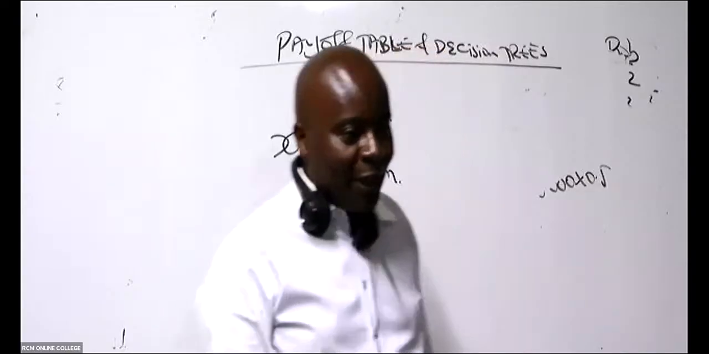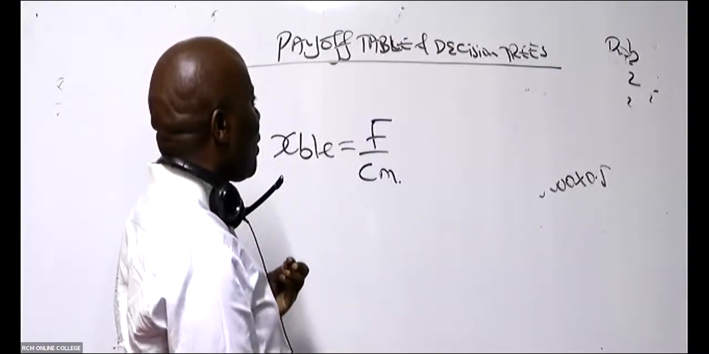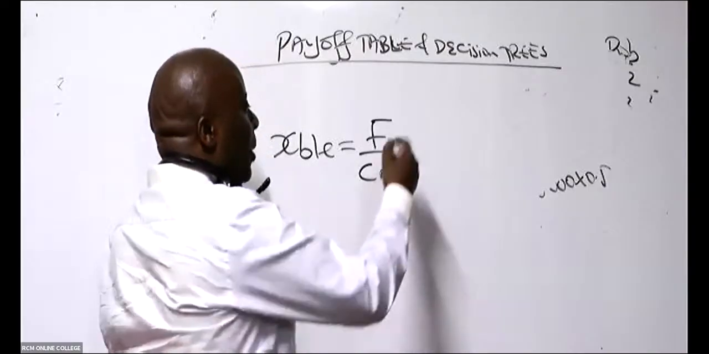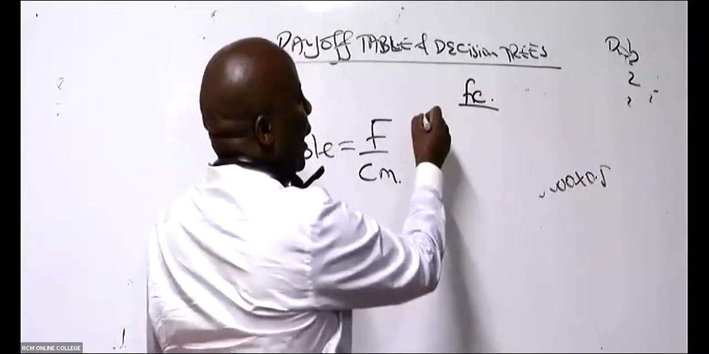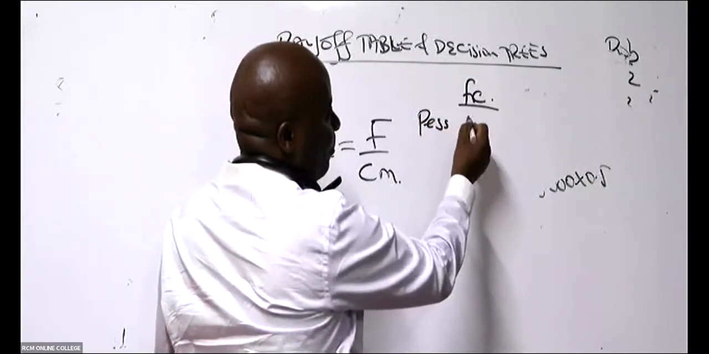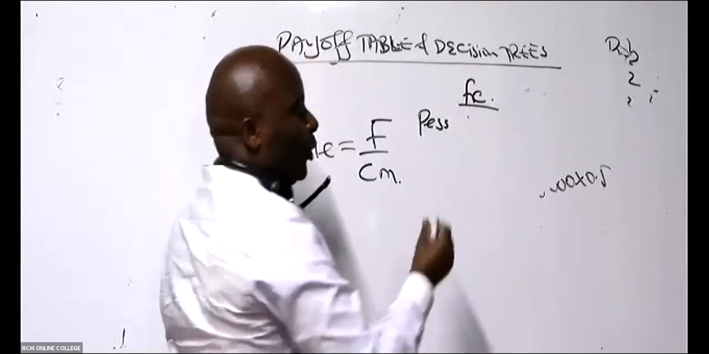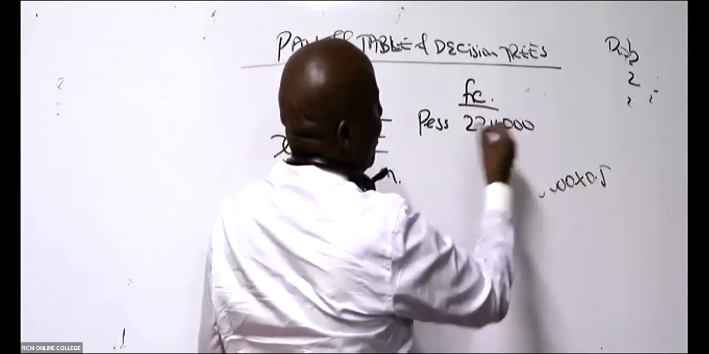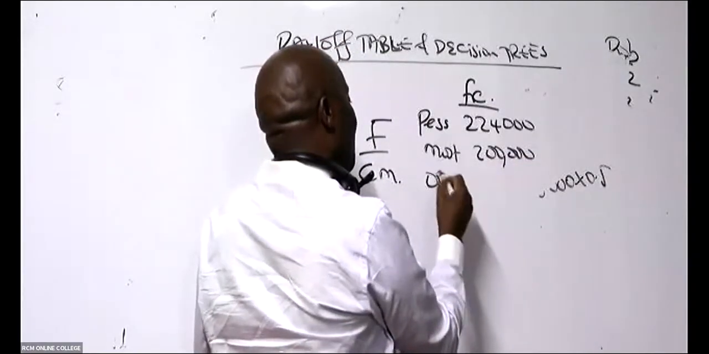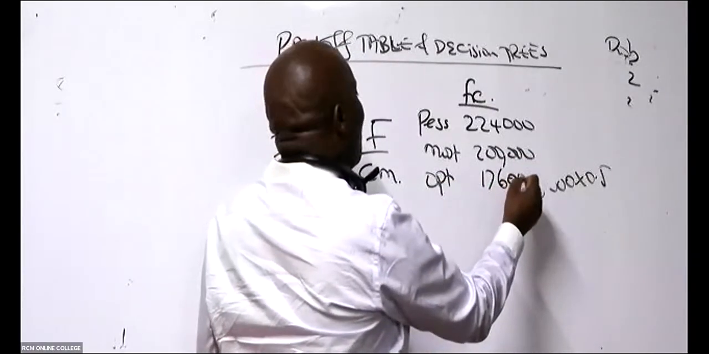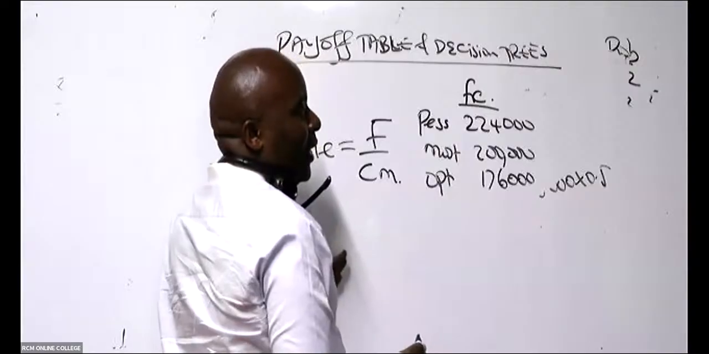Now listen, let me help you. So ladies and gentlemen, should we charge a price of 17 shillings? Do we know how much fixed cost we're going to incur? No. There are three possibilities. Under pessimistic, what was the fixed cost? 224,000. Most likely 200,000. Then we have in this case optimistic. We don't know. If we charge a specific price, we don't know which fixed cost will be incurred.